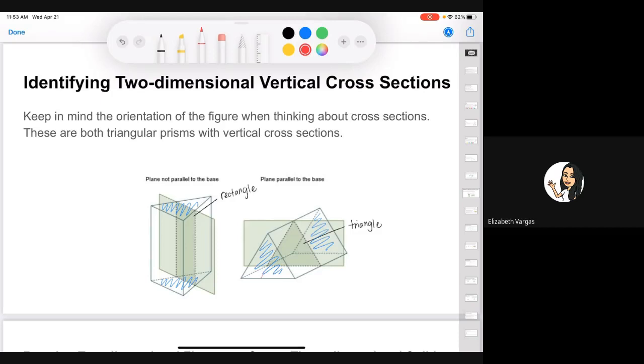And this is sitting on its lateral face. Okay.